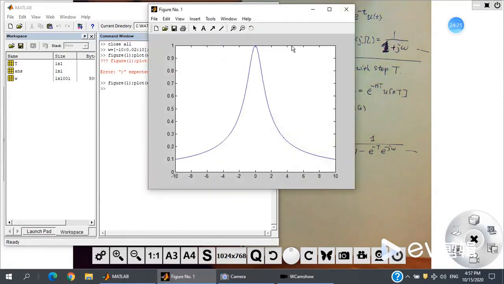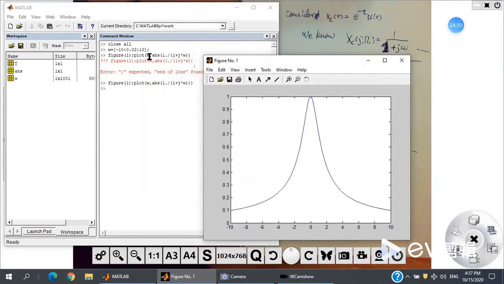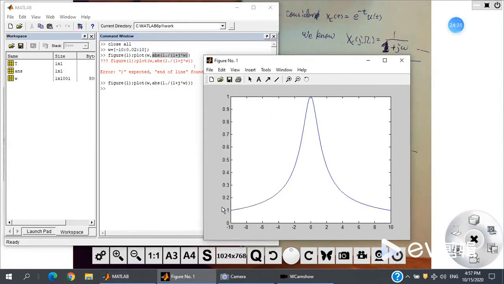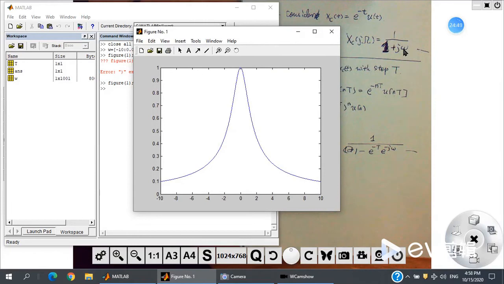Okay, so this is a Fourier transform, the spectrum, right? Here's the absolute value, magnitude. Magnitude of this one, it looks like this. It has a peak value at frequency 0. And when frequency increases to the positive side, the magnitude should go to 0. It makes sense, right? Here's 1 plus j omega. When omega goes to infinity, this fraction should go to 0. So it looks like this. One peak in the middle.